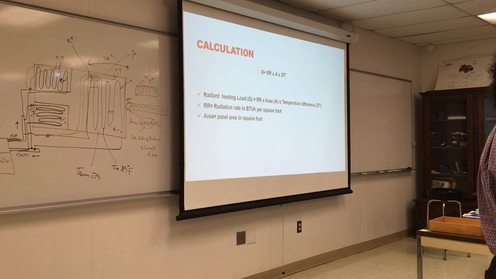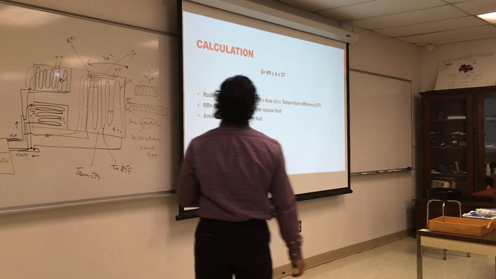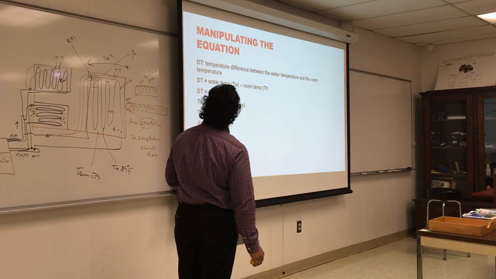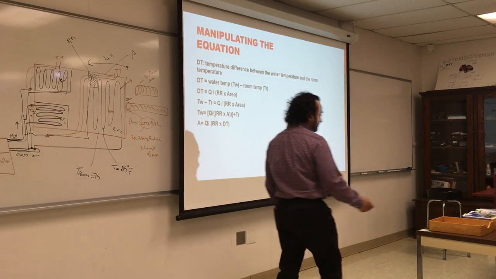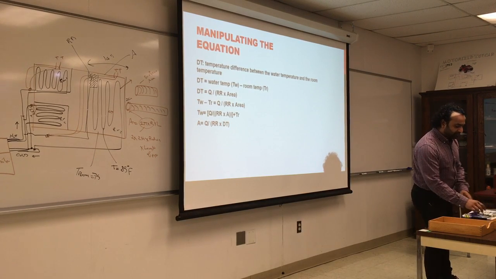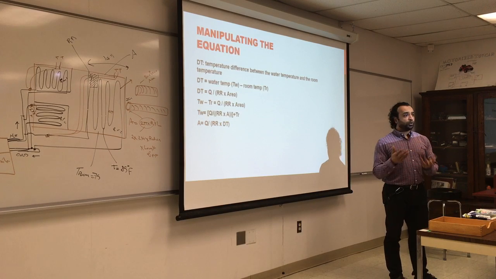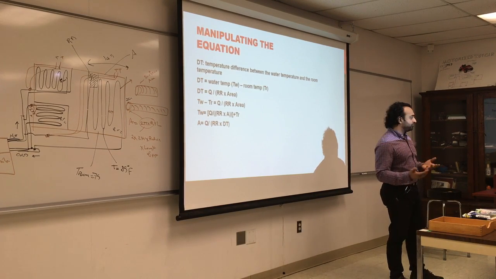It's going to be 85 eventually. It will start at 65, then it will ramp up into 85. Okay? So how do we manipulate this equation to get different variables? As Joe was asking, how do I increase the water temperature, water velocity?